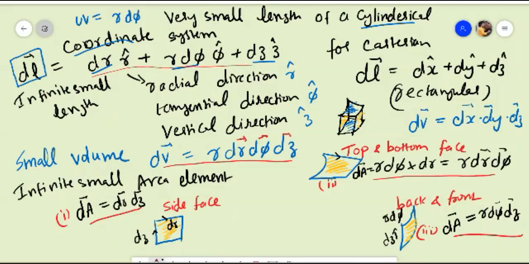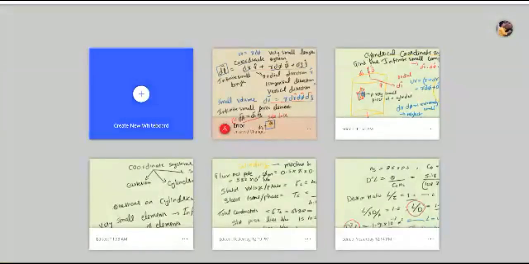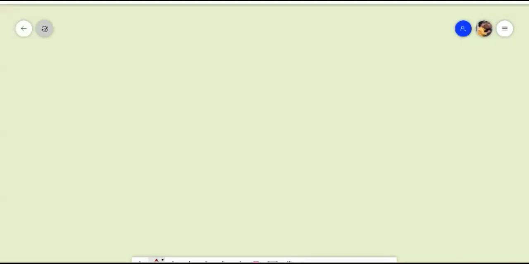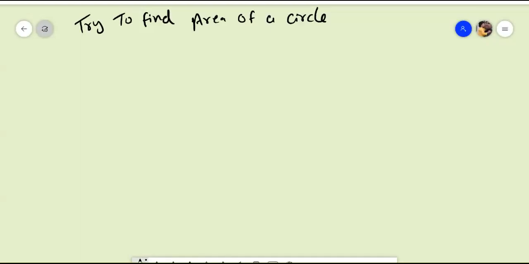Let us try to do one question that I may share with you, so you may know why it is important, or what is the use of these infinitesimal small elements. Let us try to find the area of a circle using infinitesimal small components.